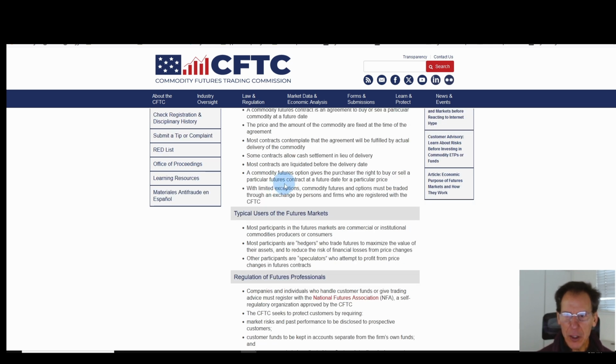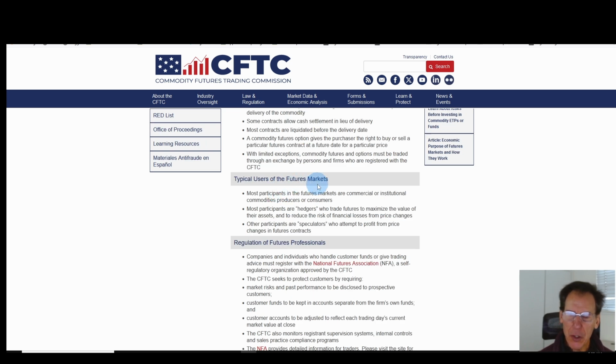A commodity futures option gives the purchaser the right to buy or sell a particular futures contract at a future date for a particular price. With limited exceptions, commodity futures and options must be traded through the exchange by persons and firms who are registered with the CFTC. I used to be registered with the CFTC long ago.